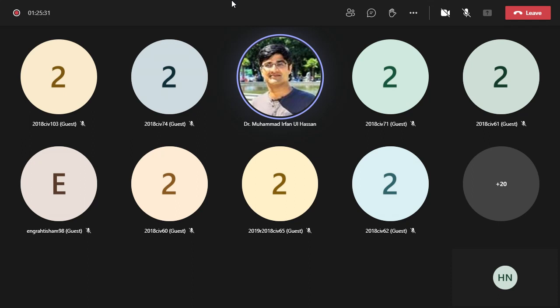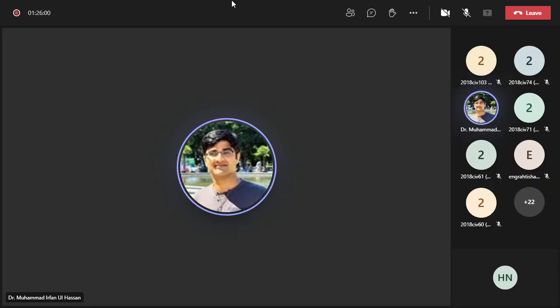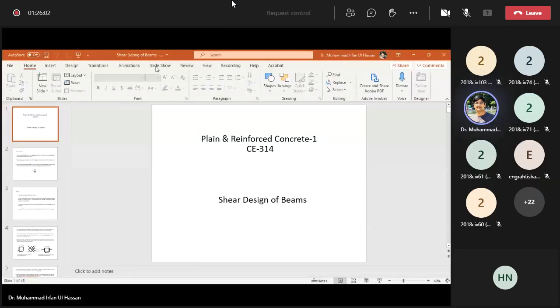In it you design the shear stirrups. So how can we control the shear in beams? The shear in the beam can be controlled by increasing the depth or providing shear reinforcement. So shear design of the beam was mainly this.